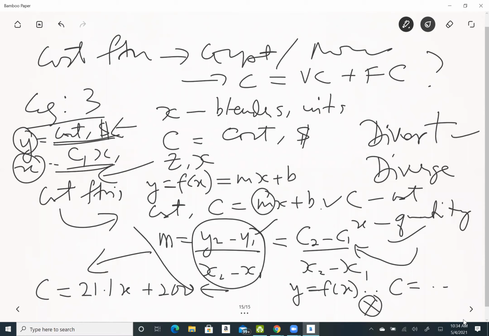And don't just change. You have to explain. You find the function y in terms of x, and then suddenly at the end you give me the cost function. How do you get it? So make sure if you made this error, you understand, and don't do it again. Okay.